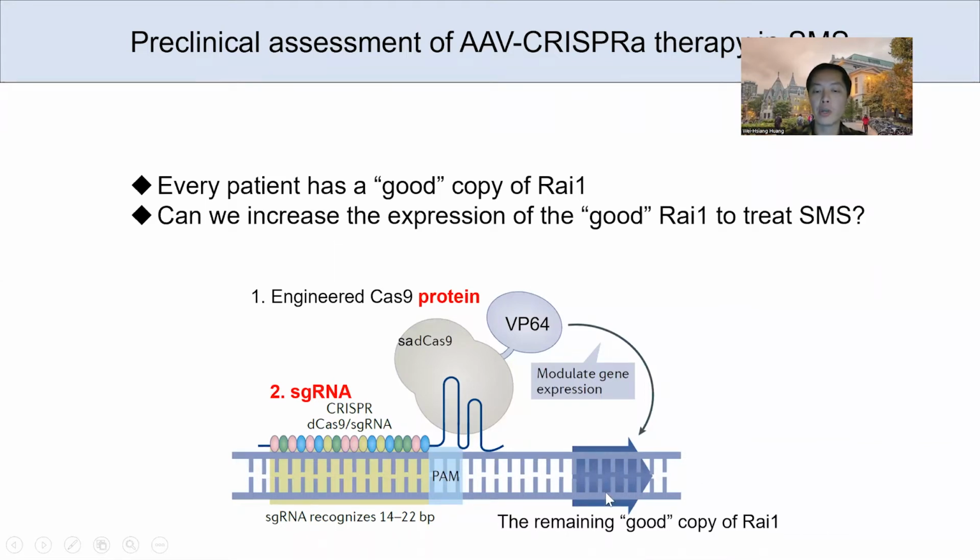So this is the remaining good copy. We want to find a way to enhance the expression of this copy. With the protein component and the RNA component together, this protein can activate the expression of the nearby gene. In this case, because this RNA is located upstream of RAI1, the protein can activate RAI1. So this is the concept of this design.